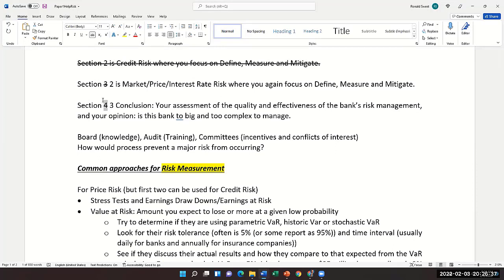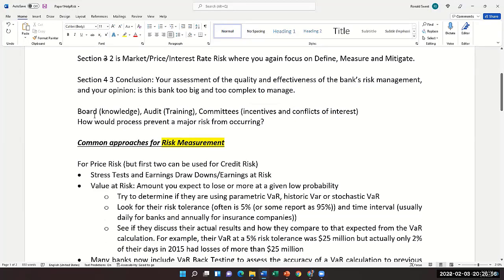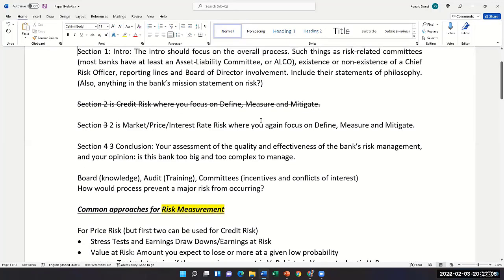How good are they at risk management? And then do you think this bank is, oh, wow, I got a typo in there, is too big and too complex to manage? I'm not sure what this means, so I'm just going to strike it out. That was probably a part of a discussion. Oh, well, one thing I did on the board, this is more of the introduction section.